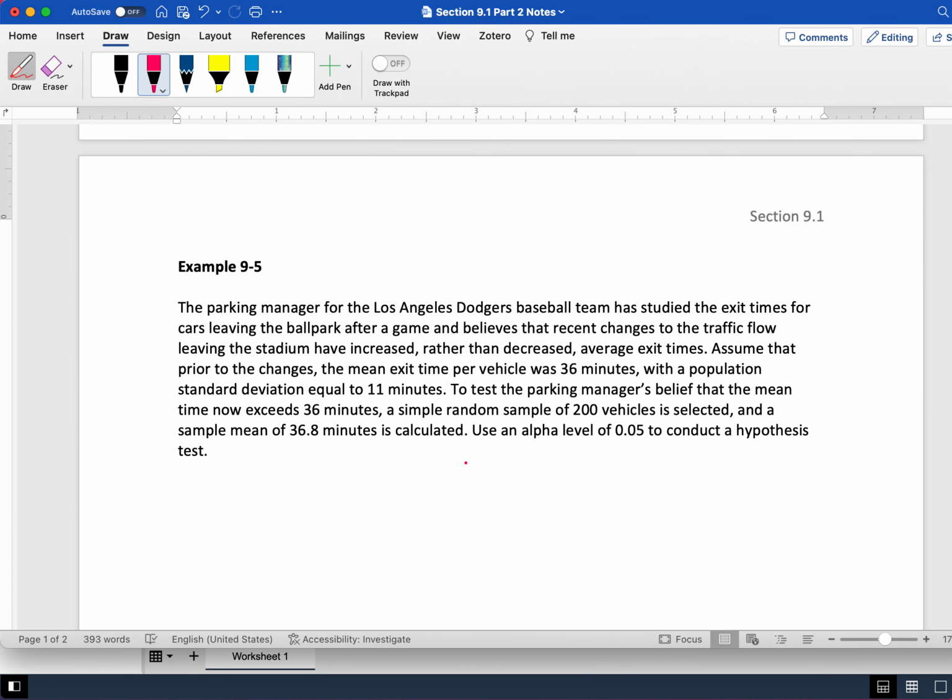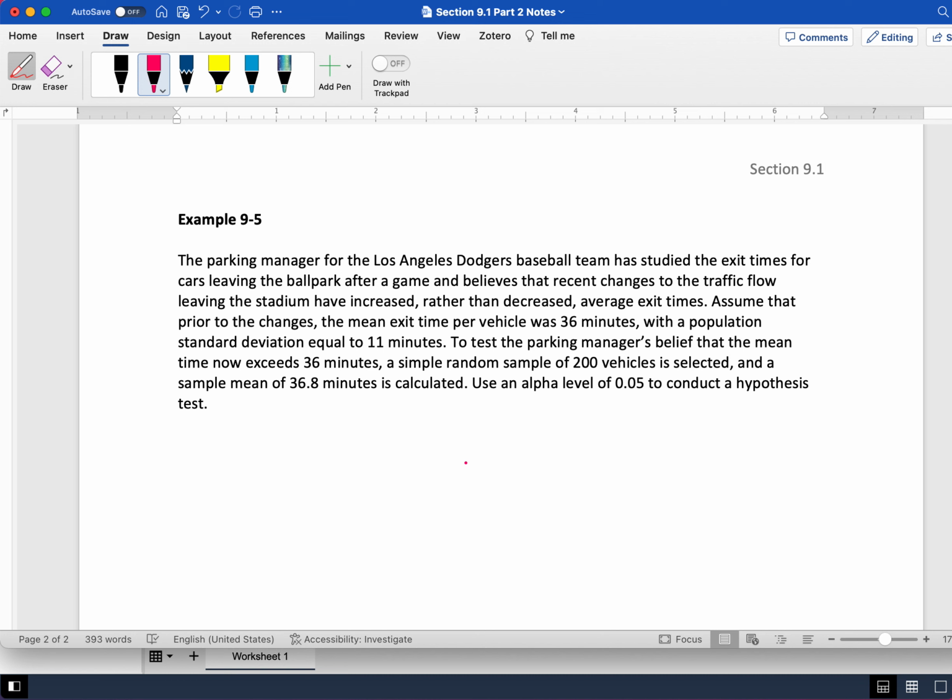So we're going to look at this example. We have the parking manager for the Los Angeles Dodgers baseball team who has studied the exit times for cars leaving the ballpark after the game and believes that recent changes to the traffic flow leaving the stadium have increased average exit times. Assume that prior to the changes, the mean exit time per vehicle was 36 minutes, with a population standard deviation equal to 11 minutes. To test the parking manager's belief that the mean time now exceeds 36 minutes, a simple random sample of 200 vehicles is selected and a sample mean of 36.8 minutes is calculated. We're using an alpha level of 0.05 to conduct a hypothesis test.